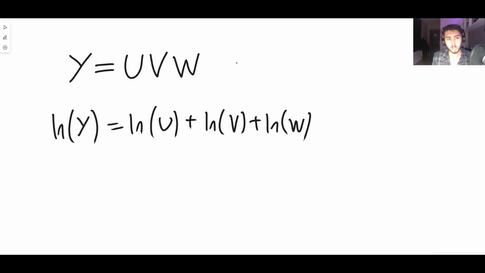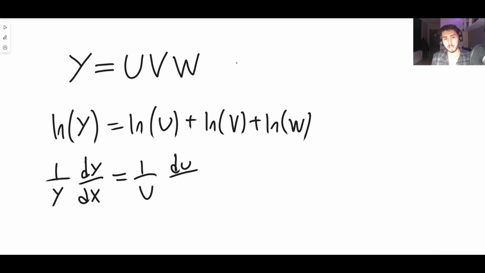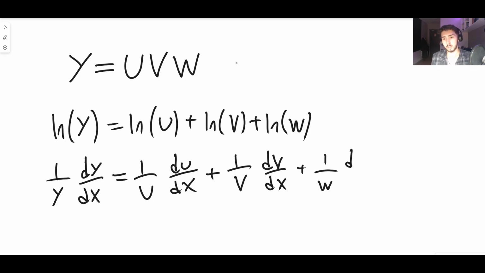You then differentiate both sides implicitly. The derivative of the natural log of y with respect to y is 1 over y, and then we times that by dy dx because we did it with implicit differentiation. The derivative of the natural log of u with respect to x is going to be 1 over u times du dx. Again, this comes from implicit differentiation. I'll leave that link in the description of this video as well. And same goes with v, so 1 over v dv dx plus 1 over w dw dx.